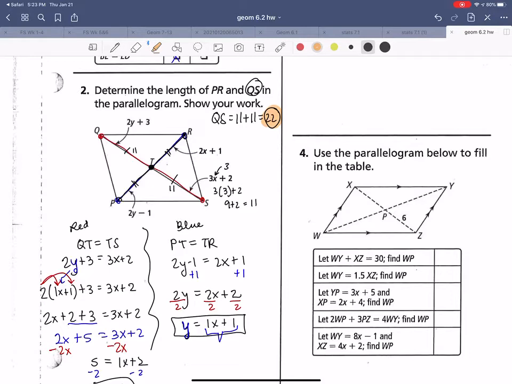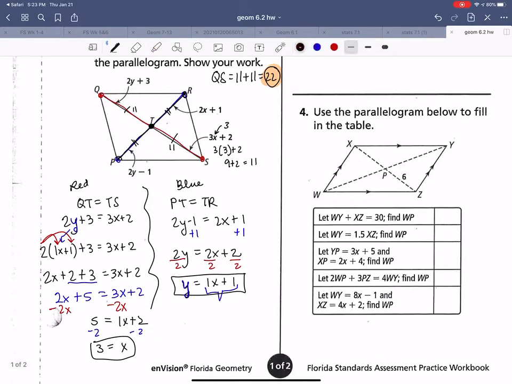Now, what would y be? Okay, so I figured out what x is. So remember, I can substitute that back in. Using this formula, y is equal to 1 times 3 plus 1. So y is equal to 4.